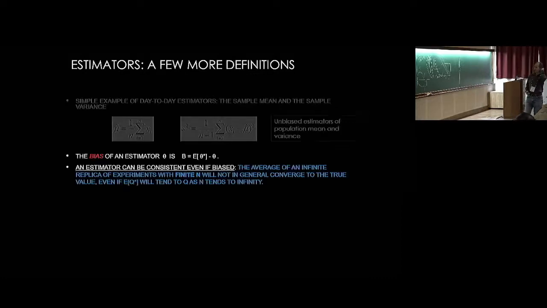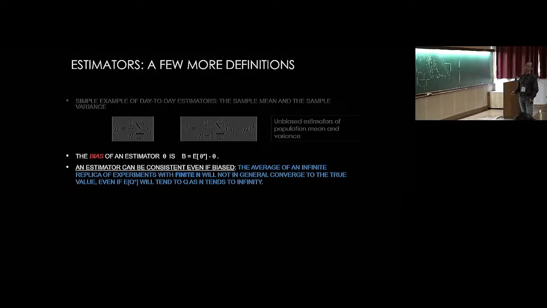But these are just two examples of estimators that you can construct. They are functions of the data, okay? We said what the bias of the estimator is. Here we say it formally. We write the bias as the expectation value of theta hat minus the true value. So if the expectation value of your estimator is off from the true value, you have a bias.